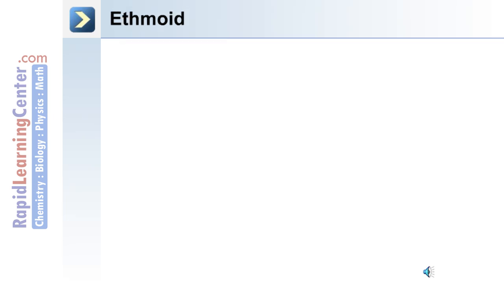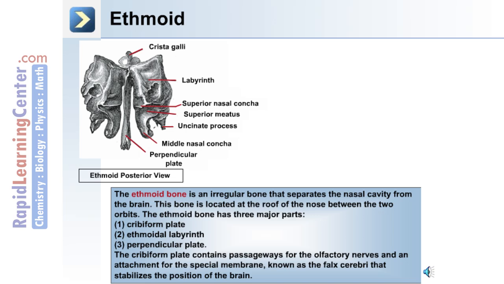The next bone of the cranium we'll discuss is the ethmoid bone. This image depicts the ethmoid bone in its posterior view. Its makeup includes a labyrinth and a superior nasal concha, superior meatus, and an uncinate process. There's a middle nasal concha and a perpendicular plate. The ethmoid bone is an irregular bone that separates the nasal cavity from the brain. It's located at the roof of the nose between the two orbits.